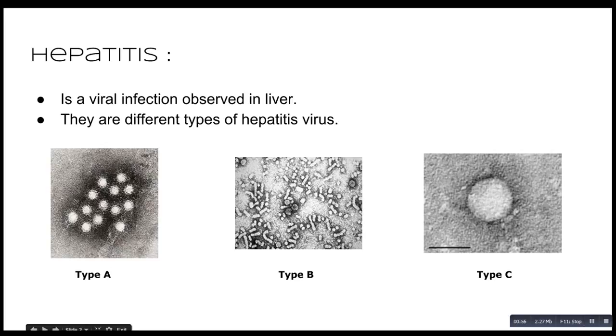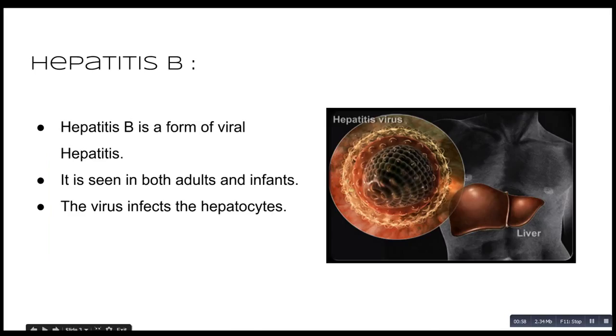Now, let us see what hepatitis B is. Hepatitis B is a severe form of viral hepatitis transmitted in infected blood, commonly affecting hepatocytes, the liver cells. It can be seen in both adults and infants. The person affected with this infection may have symptoms, or sometimes the symptoms might not be visible. A clear picture of hepatitis virus can be seen in the image.